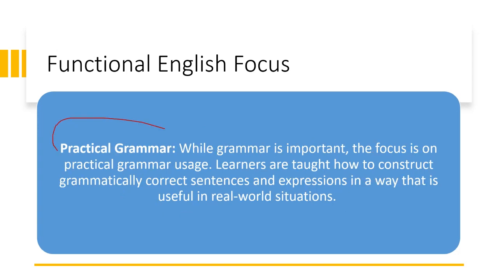Next focus is on grammar. Grammar is a very important part of a language. Grammar means the arrangement of words and the correct agreement of the words. So where a word should be written, what is the place of the word, what is the specific place for a specific word. So this is called grammar.